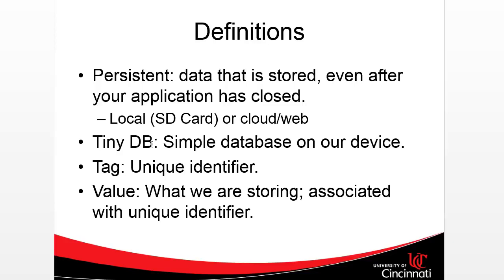So I could have a tag 1, and the value might be Eastern Redbud. Tag 2, value might be Chinese Redbud. Tag 3 might be White Pine. Tag 4 might be Eastern Redbud. So you see that Eastern Redbud gets repeated, but the tag is something that's unique.